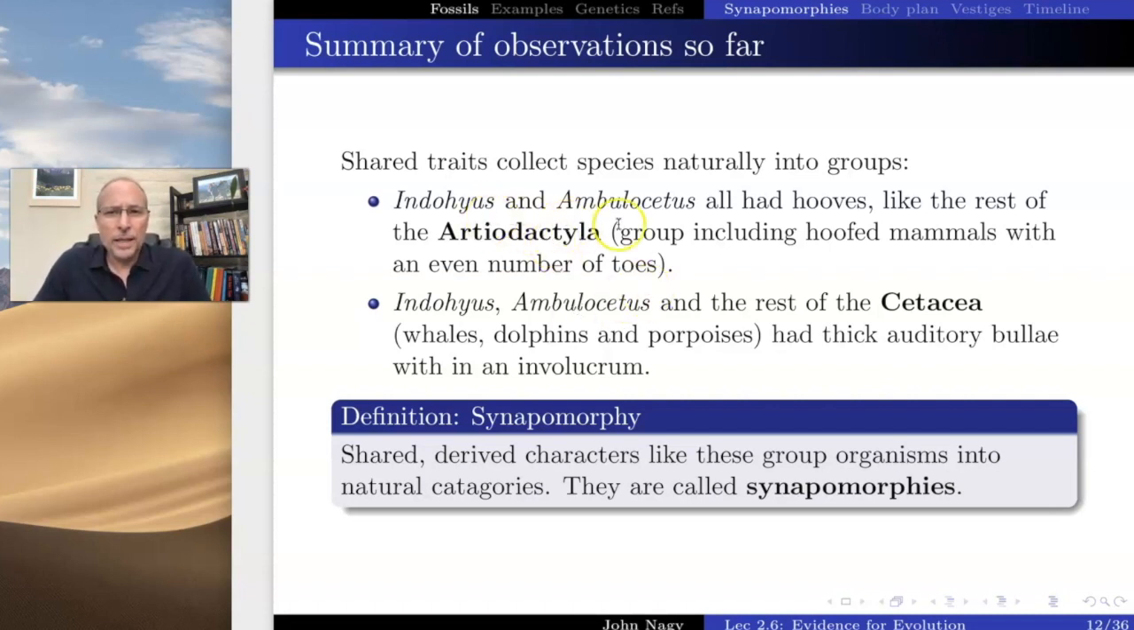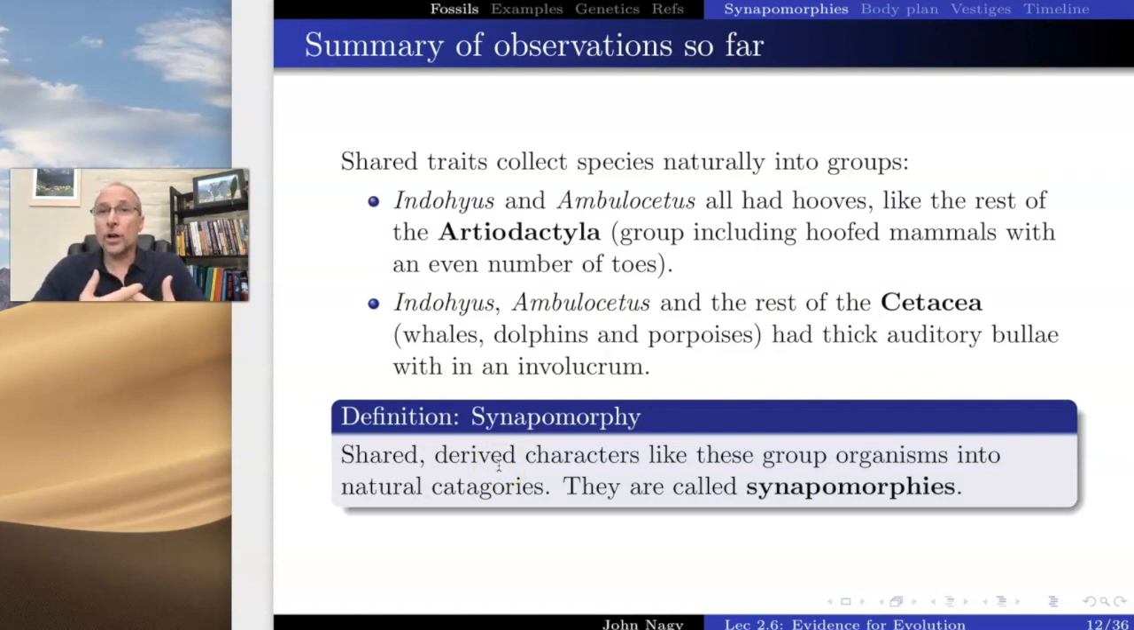But the point is, these traits that collect organisms into groups are called synapomorphies, or synapomorphic traits. So these traits that are what we call shared derived characters, they are shared among all the members of a group. They're derived, meaning that they tend to be recent in those members of the group. They don't tend to be found earlier in fossils. And all the individuals are collected together in this group, and they're called synapomorphic.